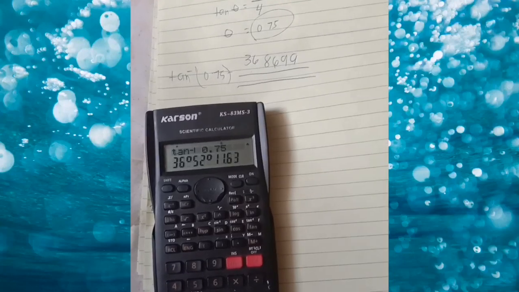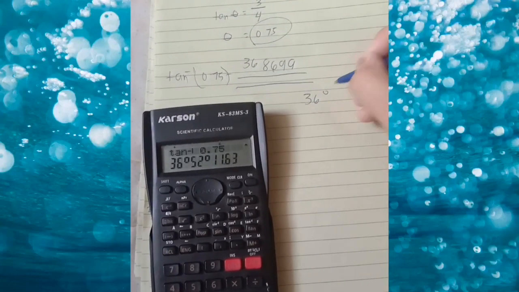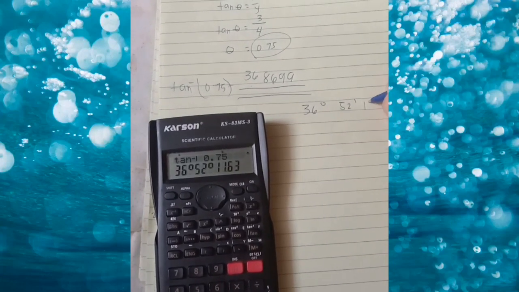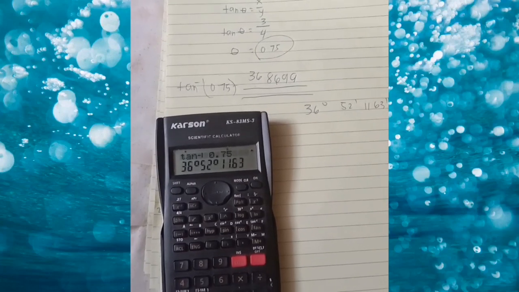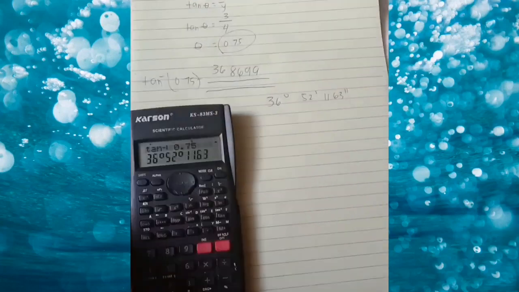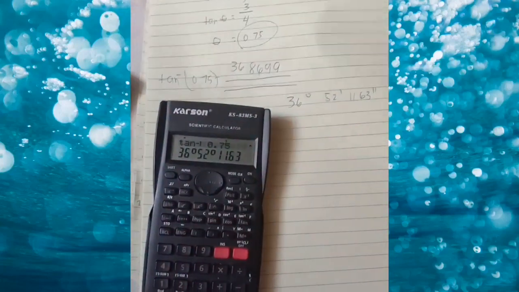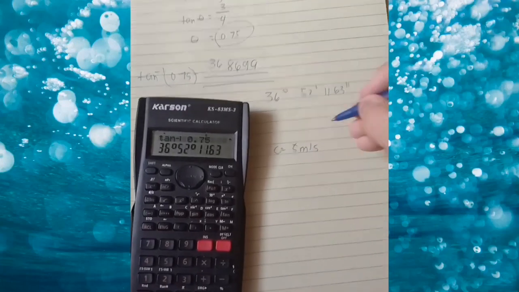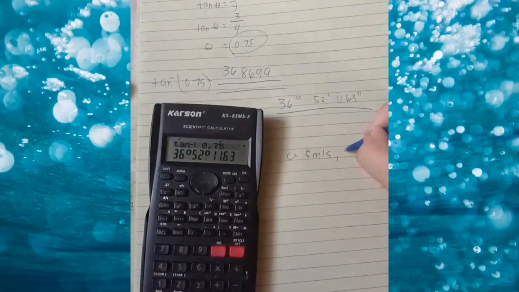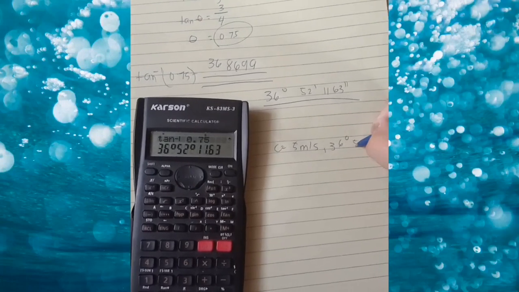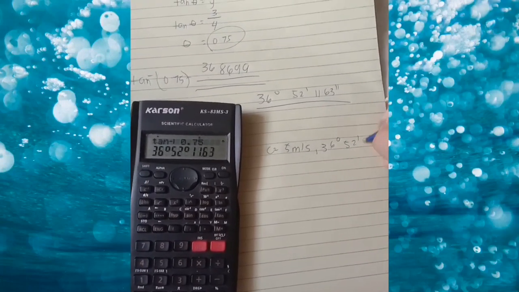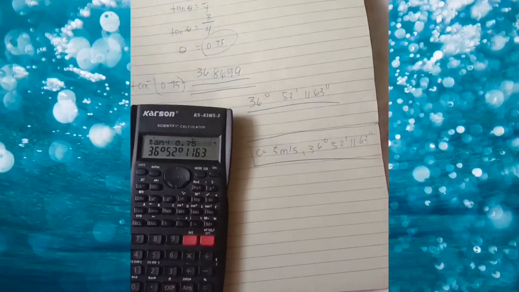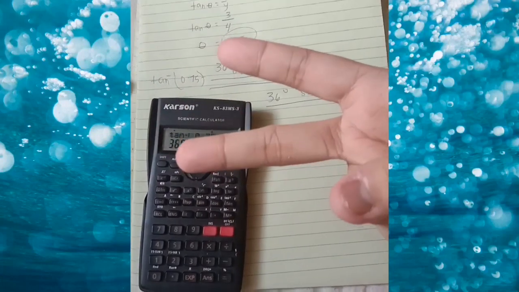Now, our final angle is 36 degrees, 52 minutes, and 11.63 seconds. Combine your answers with the value of c, which is equivalent to 5 meters per second, plus the angle 36 degrees, 52 minutes, 11.63 seconds, and that is the final answer of concept check number 2.